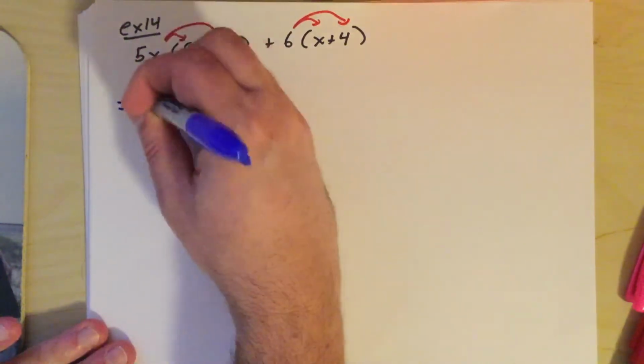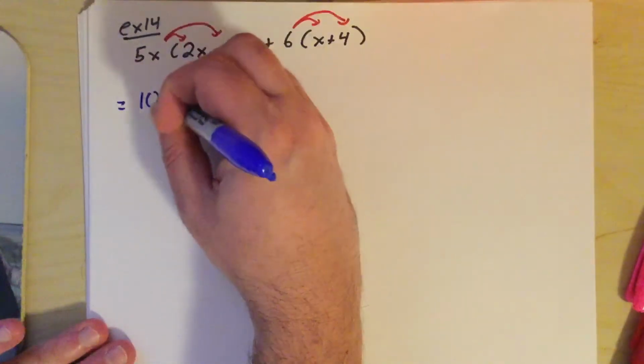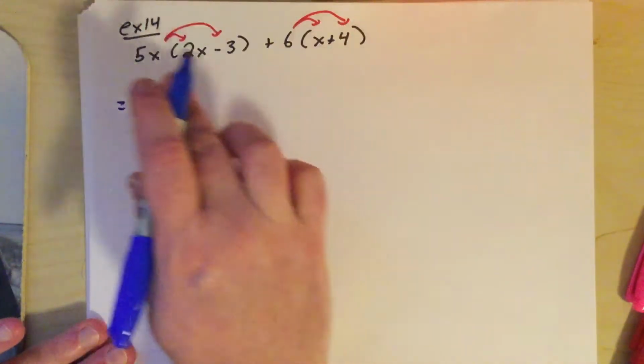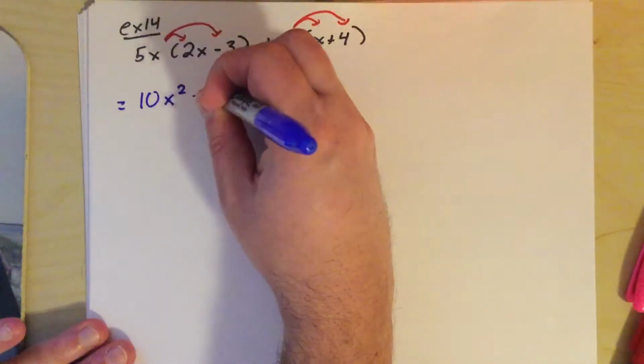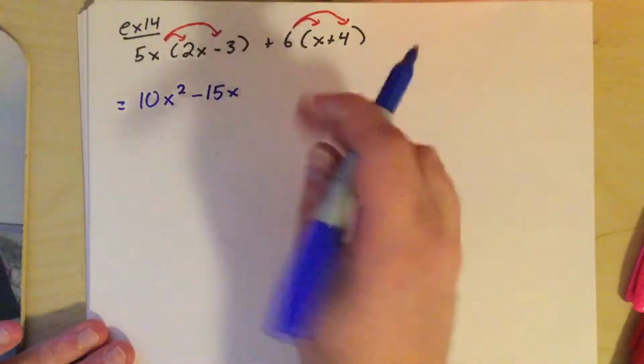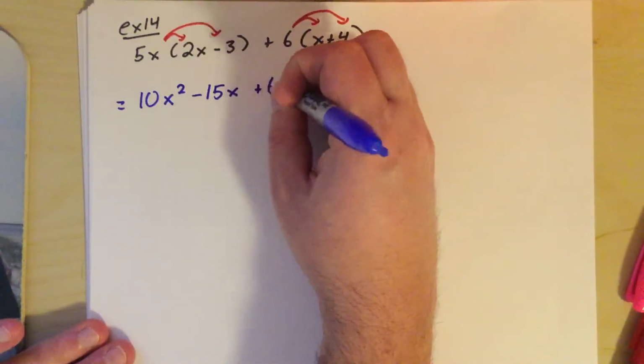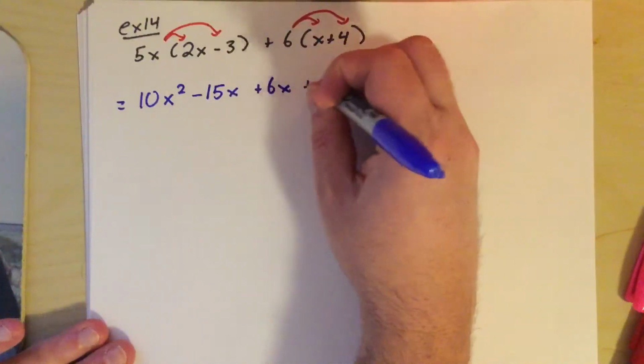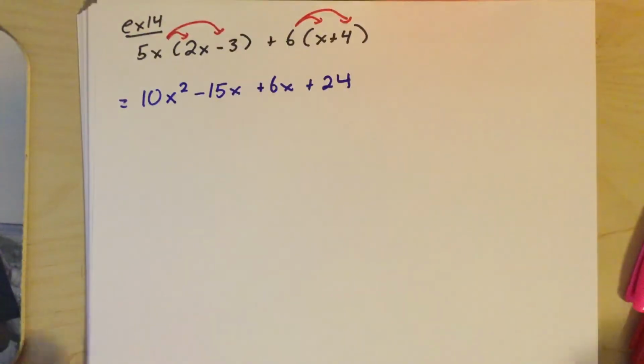So we're going to get 5 times 2 is 10. x times x is x squared. 5 times negative 3 is negative 15, and just an x. 6 times x is 6x, and 6 times 4 is 24.